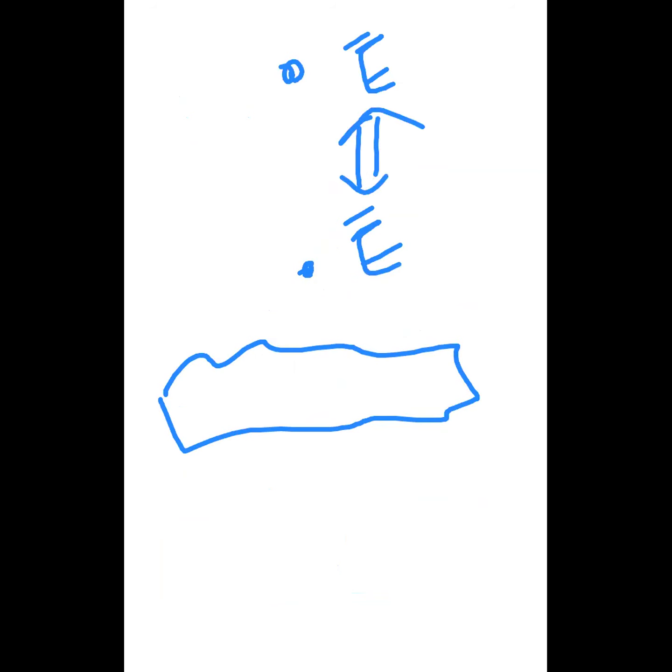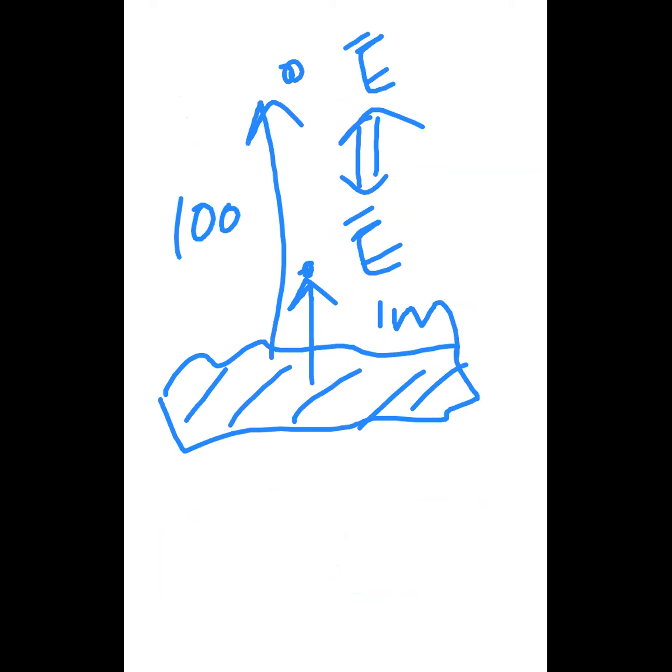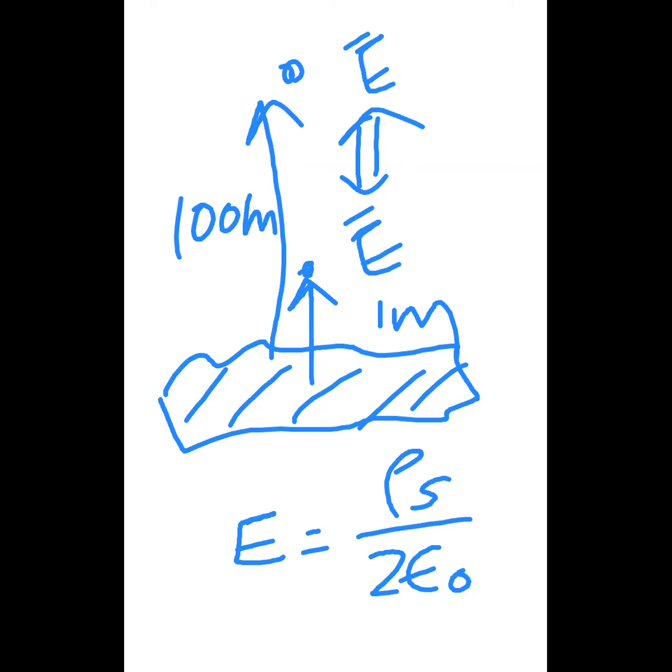What is the meaning? This is your surface charge density. You stand at 1 meter height or you stand at 100 meter height. What will not change? Your electric field will not change. Even if you go to infinite distance, your electric field will not change. That is the meaning of this formula. The electric field is rho s divided by 2 epsilon naught, that is independent of distance.